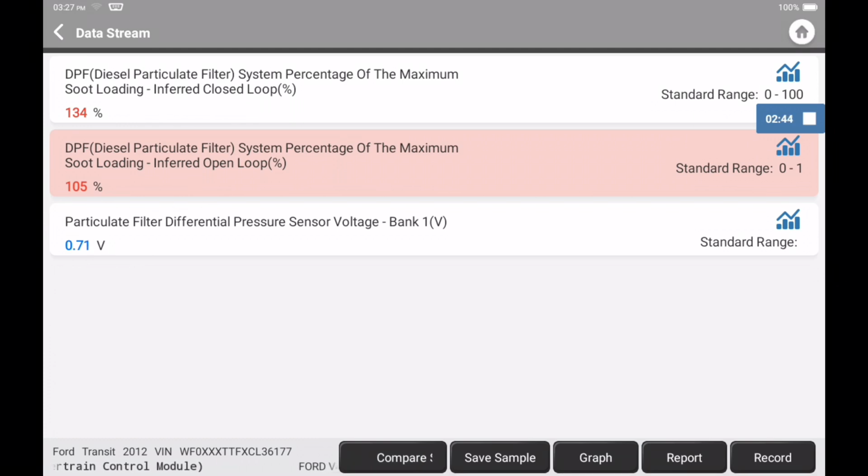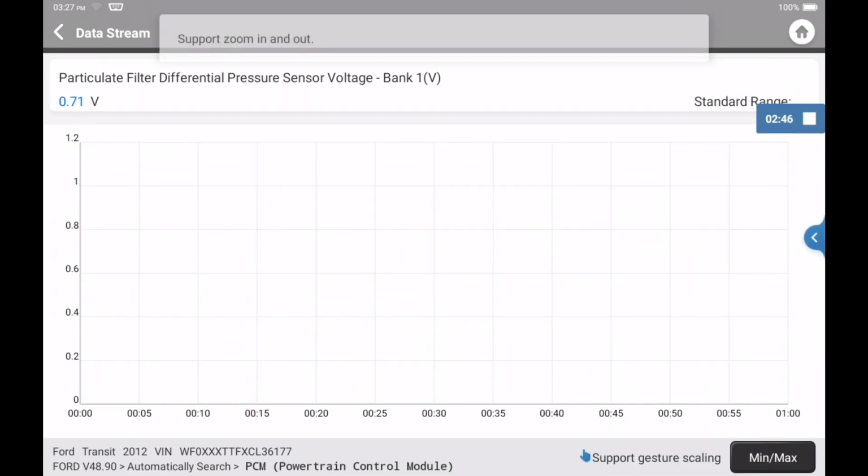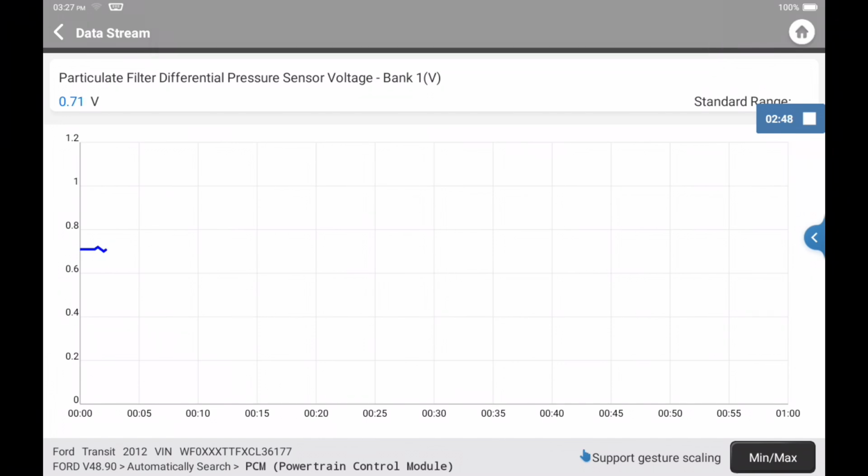So let's watch this as we rev the engine. Well, that's a good one. I would think that's fully loaded. So first things first. Well, revving actually. There we go.